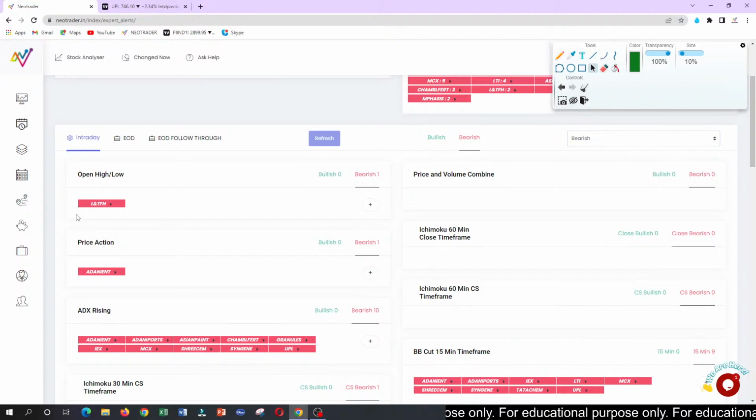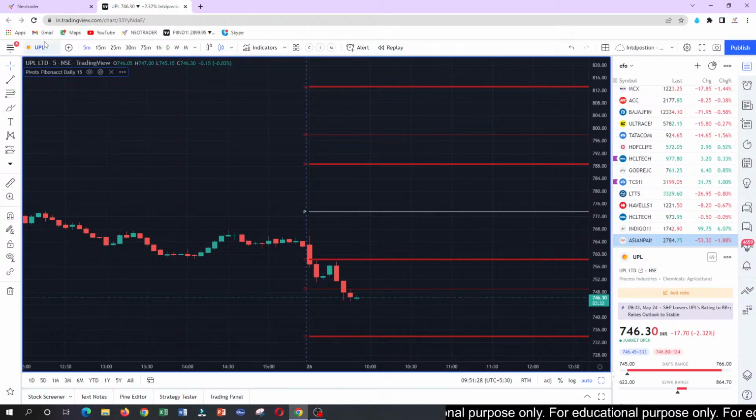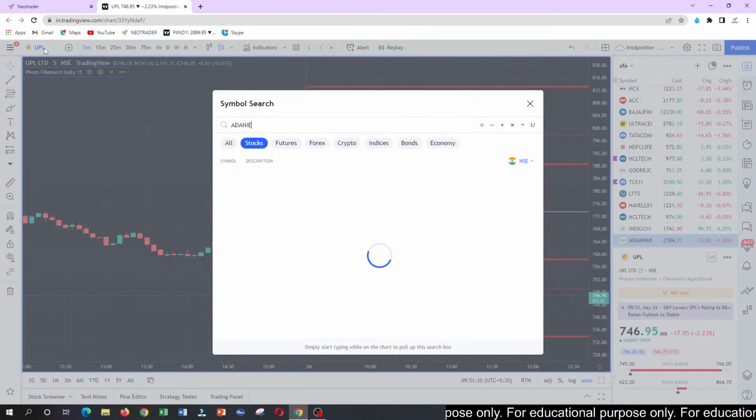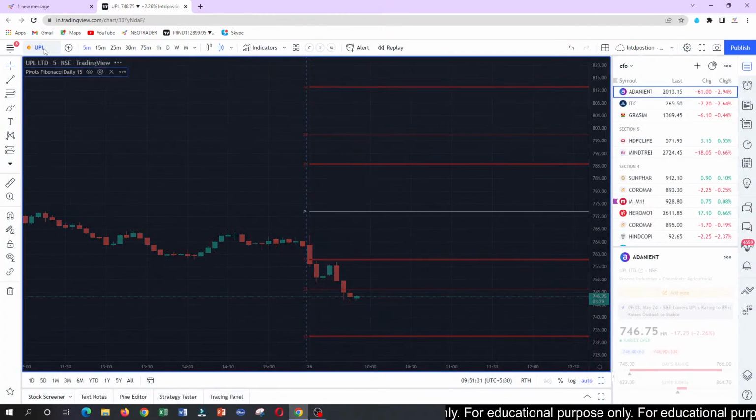I can see L&T Finance. यहाँ पे मुझे L&T Finance दिख रहा है. प्राइस एक्शन अडानी एंटरप्राइज दिख रहा है. बॉलिंगर बैंड कट में भी अडानी एंटरप्राइज, ADX का भी अडानी एंटरप्राइज. ओके, सो अडानी एंटरप्राइज ऑल्सो इन S1 to S2 में भी था. तो लेट अस गो एंड चेक द चार्ट ऑफ अडानी एंटरप्राइजेस.